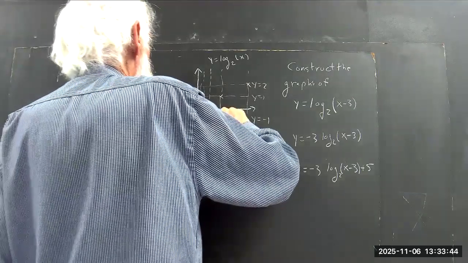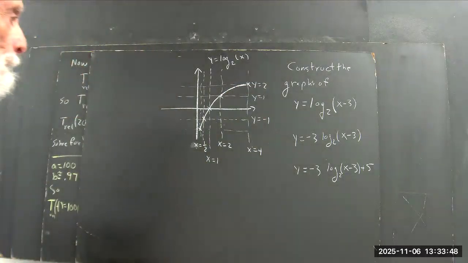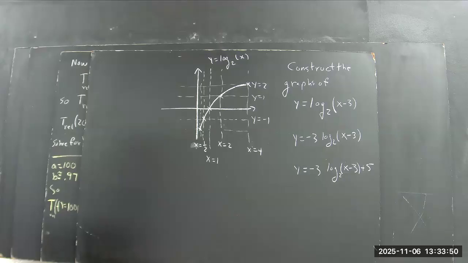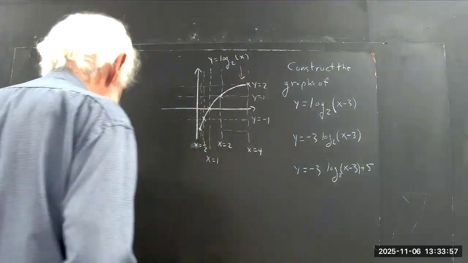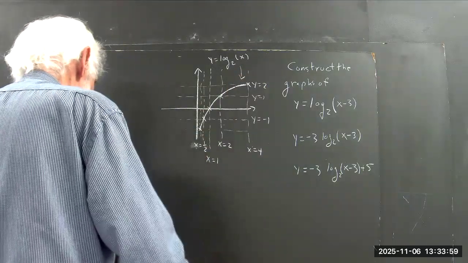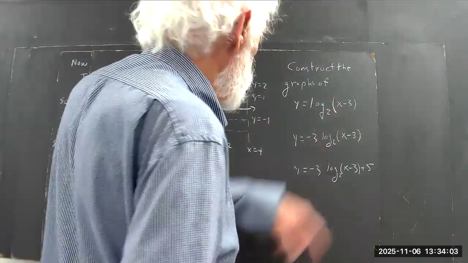So your curve looks like this. So there's y equals log base 2 of x. Now, what about the graph of y equals log base 2 of x minus 3?